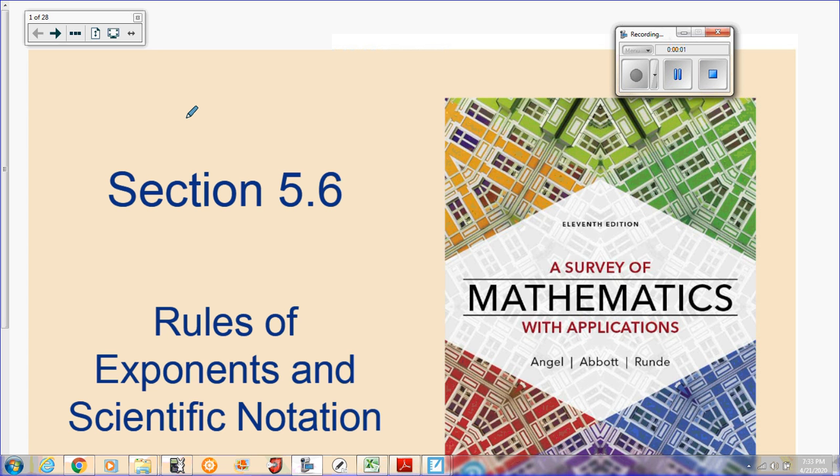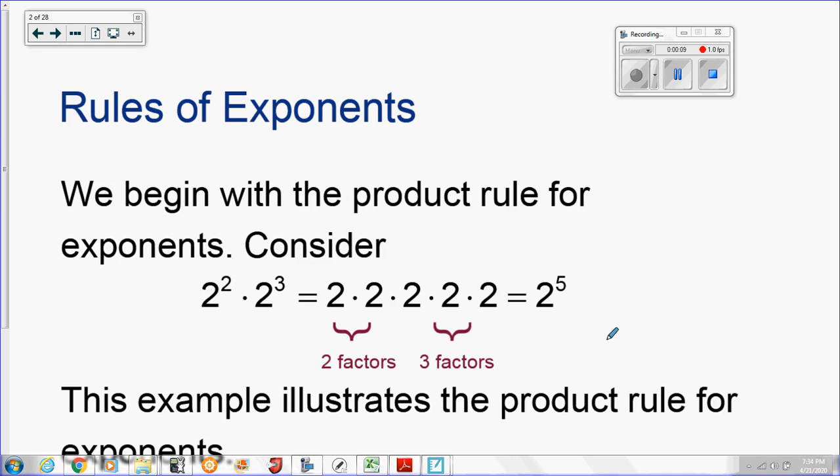5.6, and this has to do with the rules of exponents and being able to write a number in scientific notation using exponents. So exponents are these numbers, this 2 to the second power, that's the exponent, 2 to the third power. So 2 to the second would be written like this.